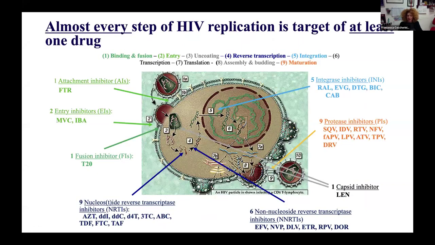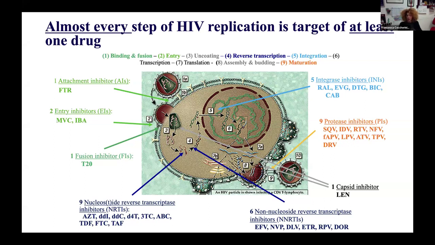Unluckily, we don't have a vaccine against HIV because this virus is very variable. But luckily, we have a lot of drugs that have been developed that can hit almost every step of HIV replication. We started with the reverse transcriptase inhibitors, the nucleoside reverse transcriptase inhibitors. The first was zidovudine. We have 9 approved. We also have 6 non-nucleoside reverse transcriptase inhibitors.